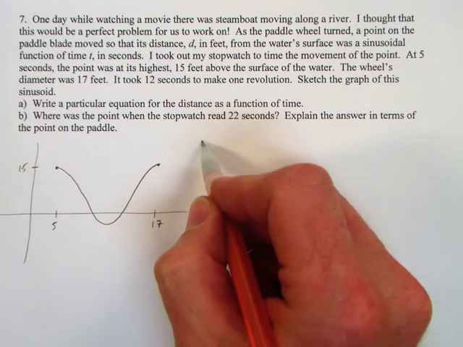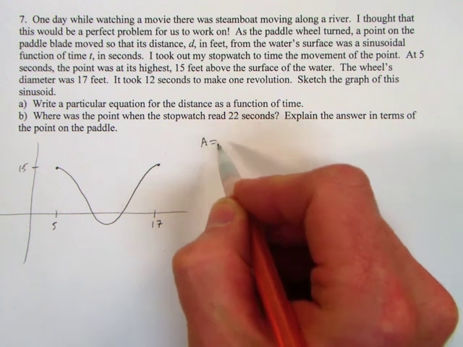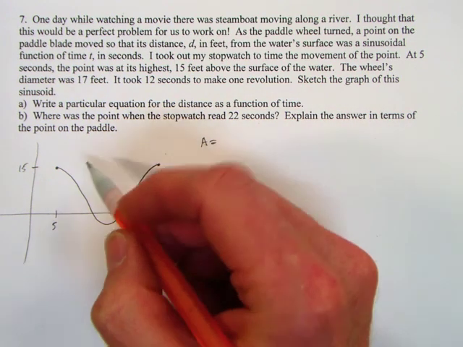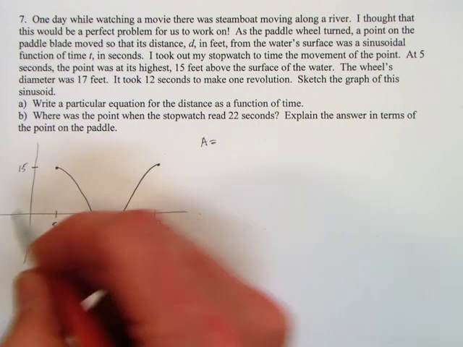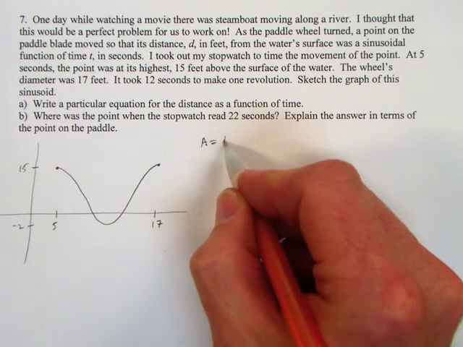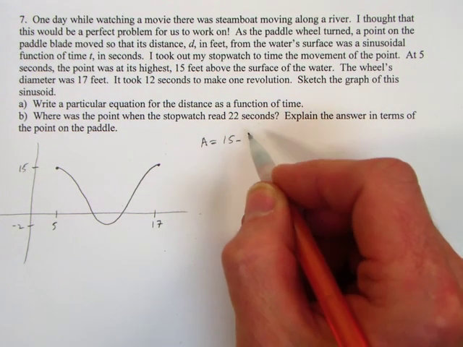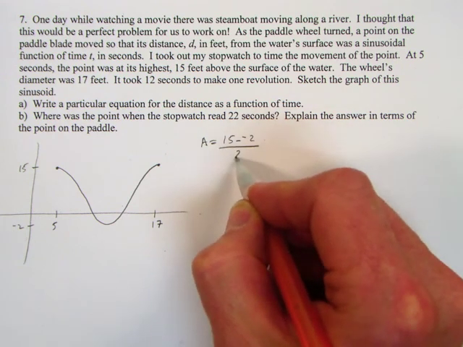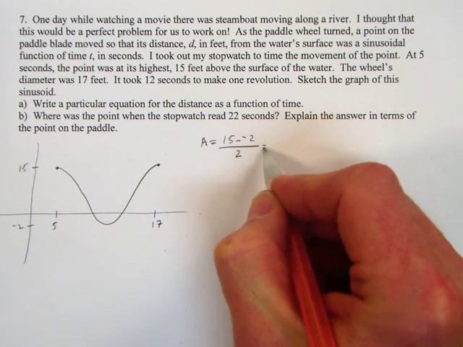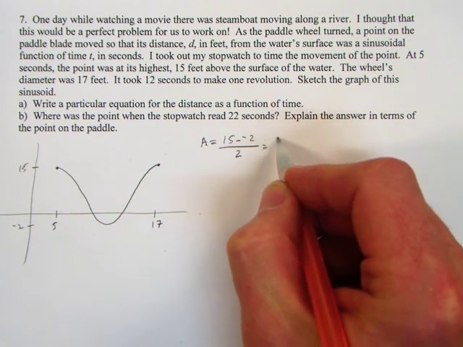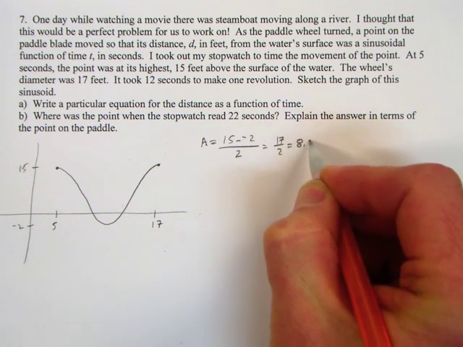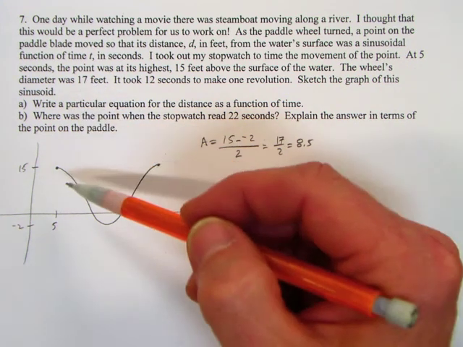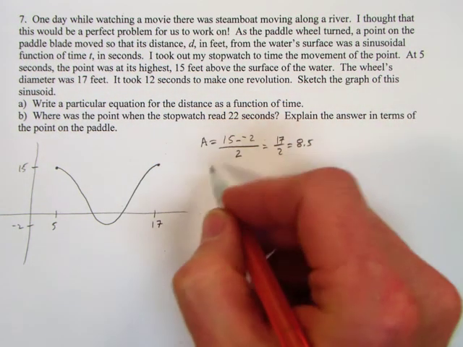So what does this tell us? We need to go through that same stuff. A, our amplitude, assuming we're going to be starting with a positive A value, will be our max minus the min, forgot to label this negative 2 too. So 15 minus negative 2, divided by 2. So that's going to be 17 over 2, which is 8.5. Does that make sense? Well, I hope so. Since the diameter is 17, the middle to the top is going to be half of that, 8.5.